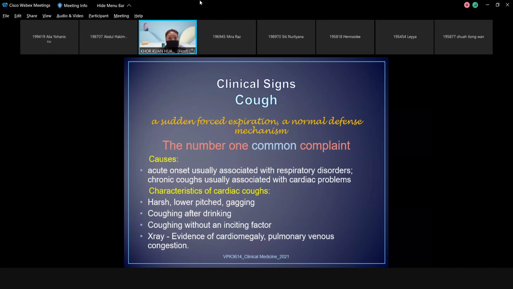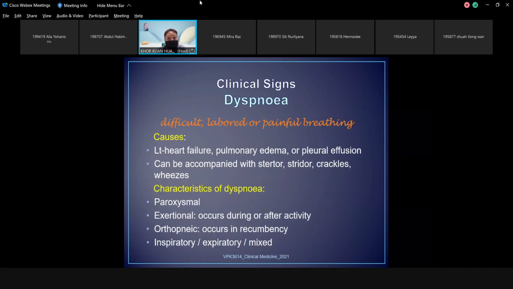Okay. Now, dyspnea means difficult, laboured, or painful breathing. All right. Just now you all said increase in respiration. That's dyspnea. Okay. So often the cause is going to be left-sided heart failure, causing pulmonary edema, and then in cats, they will have pleural effusion. Sometimes this kind of dyspnea can be accompanied by stridor, crackles and wheezes. Okay, so this I will teach you how to differentiate later on with videos that I will be sharing.